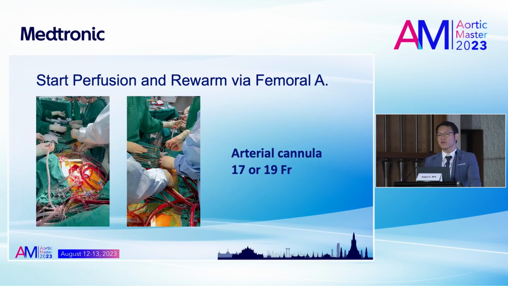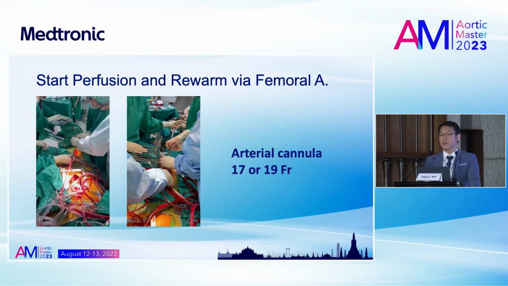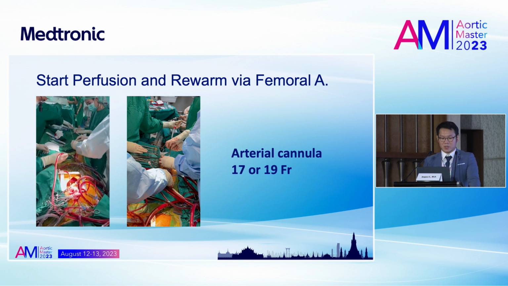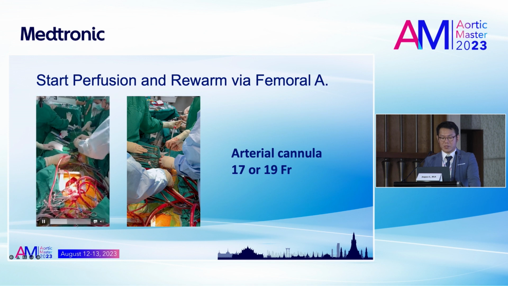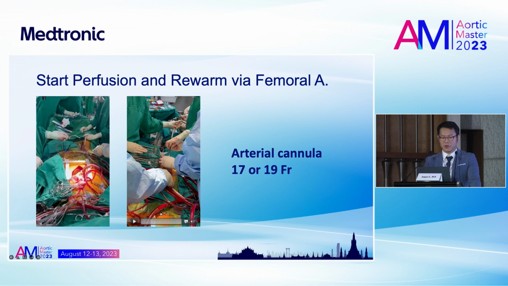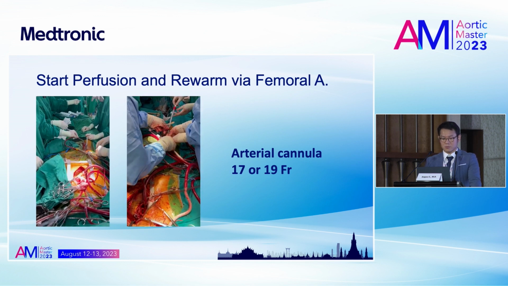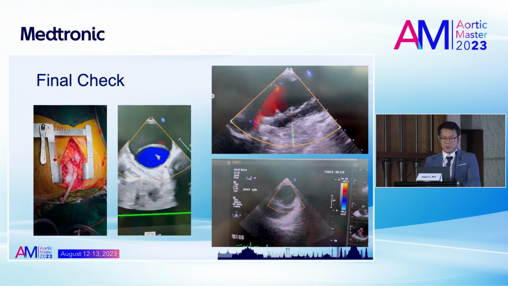And yes, after you finish the distal anastomosis, normally I remove the stent graft and start the perfusion from the femoral artery with a 17 or 19 French. You remove the delivery system and you put the femoral arterial cannula instead and start perfusion. And finally, check if you finish all the anastomosis.